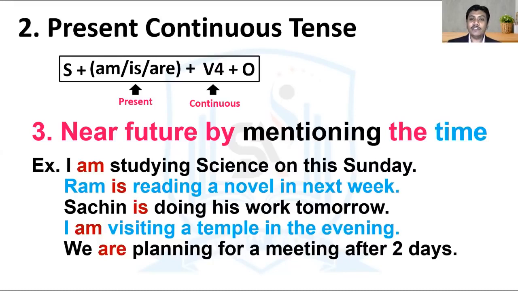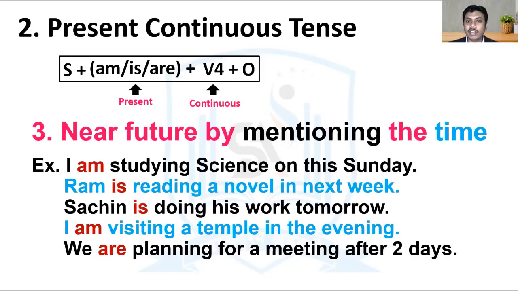Near future by mentioning the time. Now here is the beauty of understanding this thing. The structure is the same, but I'm only using a specific time frame, a specific time span, in the object of the statement, and it becomes an activity in the future. I'm studying science on this Sunday. So if I want to say that I'm studying science on Sunday, I'm doing this activity when? On Sunday, not right now.